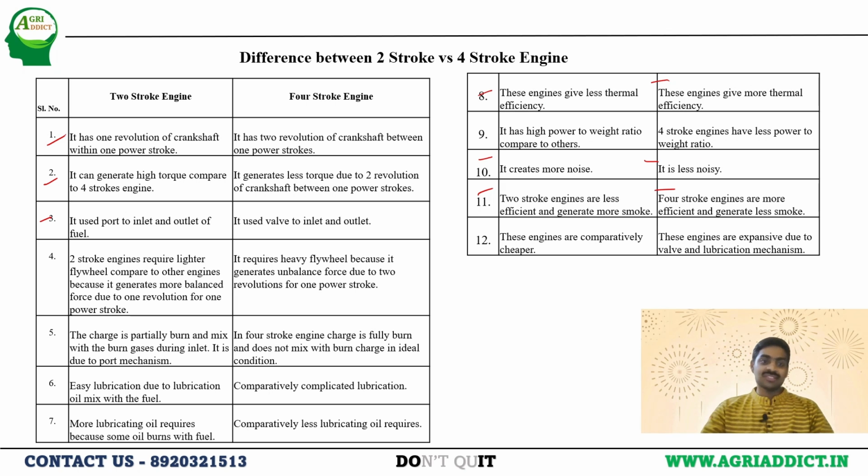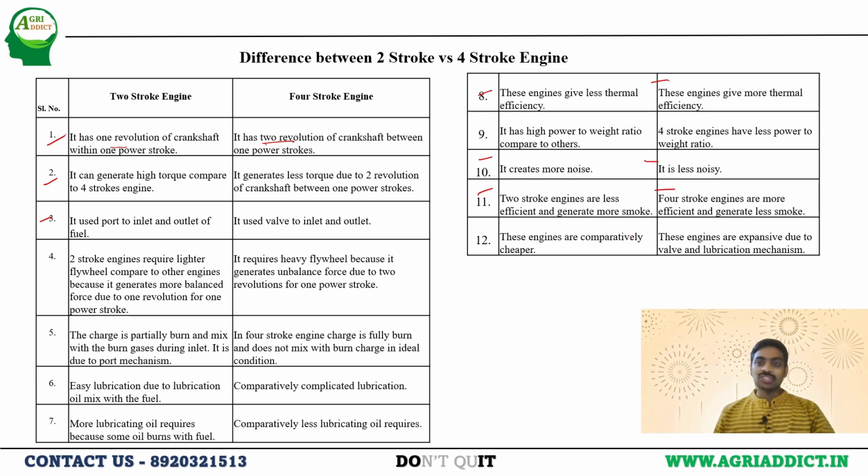Looking into the differences, I have mentioned clearly what the difference is. There are inlet and outlet valves in the four-stroke engine, and inlet and outlet ports in the two-stroke engine. It has one revolution of the crankshaft per power stroke in the two-stroke engine, and two revolutions of the crankshaft per power stroke in the four-stroke engine. This is the major difference. You can note down the remaining things by pausing the video. There is nothing much to explain.